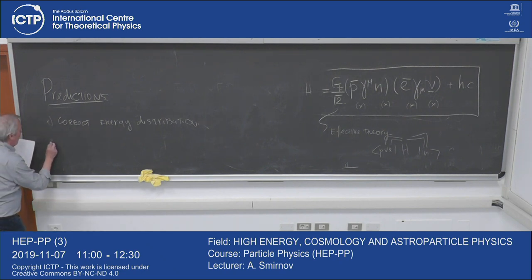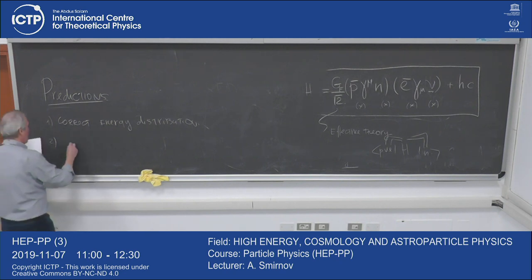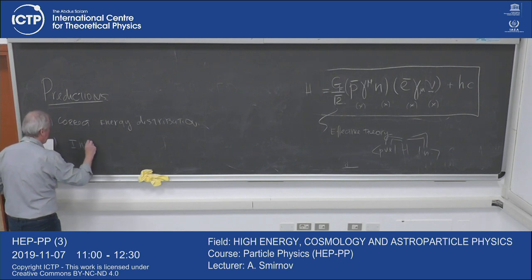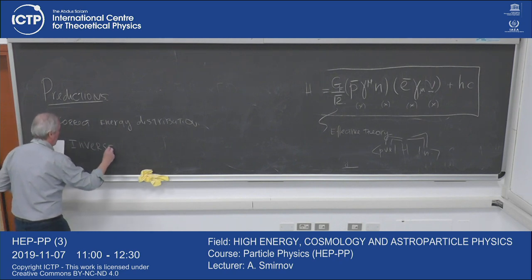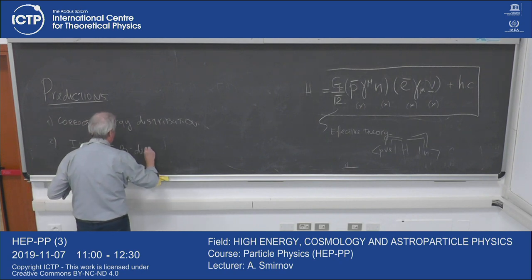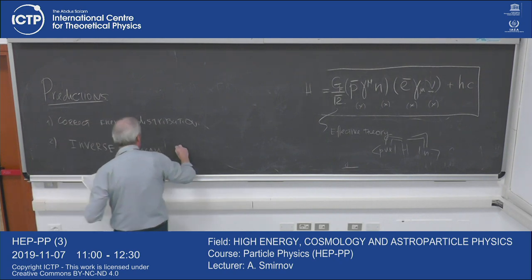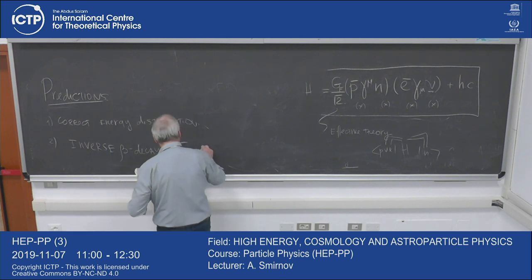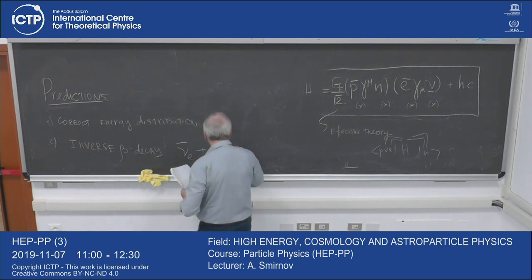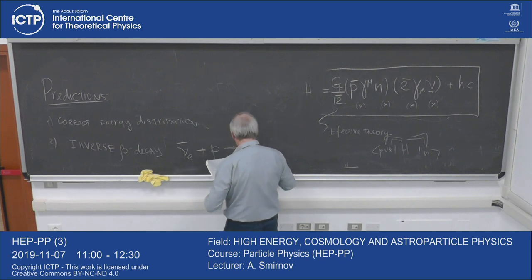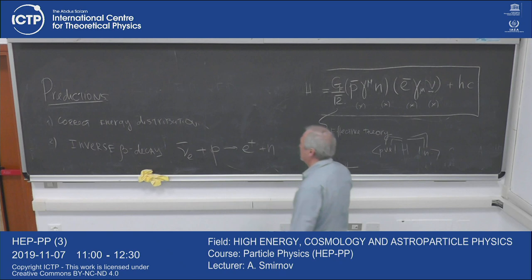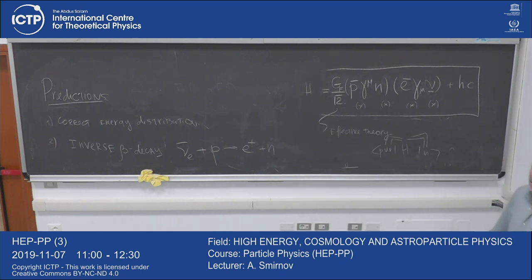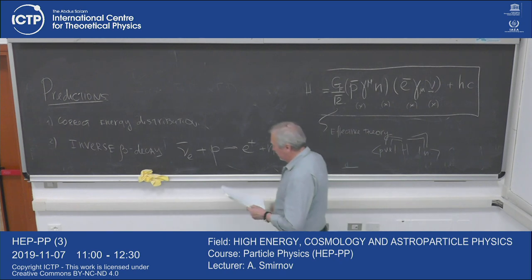And then what happens from this Hamiltonian is the existence of other processes, like inverse beta decay. In inverse beta decay, you have antineutrino interacting with proton and giving positron plus neutron. So this is inverse beta decay. A very important reaction, which actually was used to discover neutrino, and it is used in present-day reactor experiments.